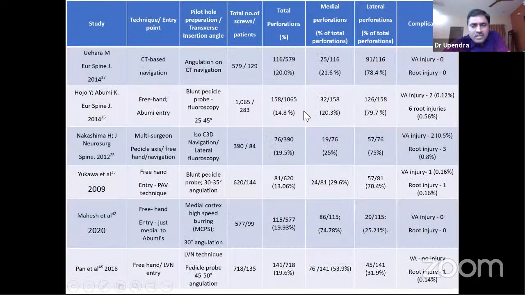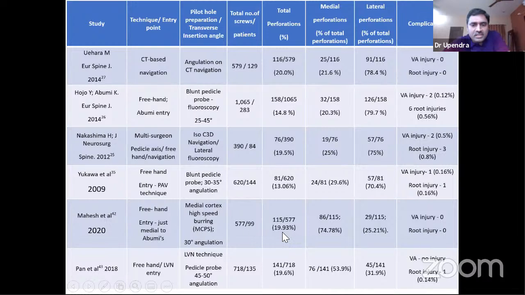Now, just to give you an overview, I have just taken 6 studies with more than 300 screw evaluations. The first 4 here are with the Abumi technique. You can see most of the perforations are similar, around 50% of total perforations in all these studies. You see the medial and lateral perforations. In the first 4 studies, you can see that lateral perforations are somewhere between 70 to 80%. Compare that to the last studies, where you have quite a lesser amount of lateral perforations.